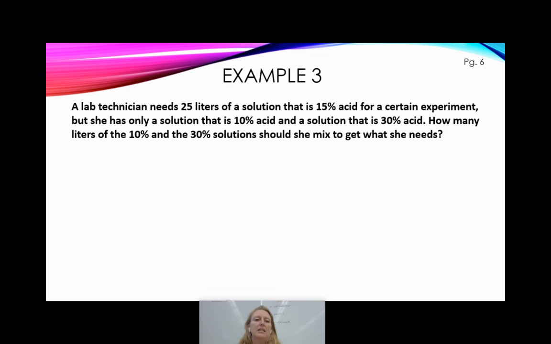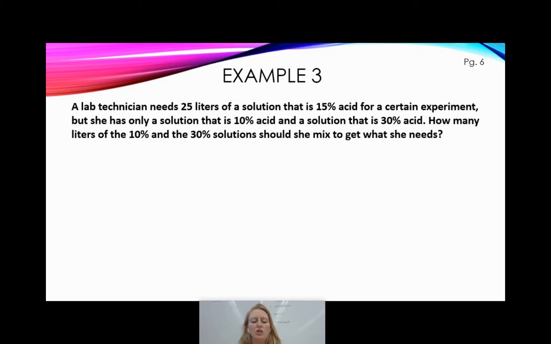A lab technician needs 25 liters of a solution that is 15% acid for a certain experiment. Fair enough, right? You don't want it too acidic, it'll eat through your stuff, but you want enough acid to do what you want it to do for your experiment. But she doesn't have a 15% acid solution. Problem. She only has a solution that is 10% acid and another solution that's 30% acid.